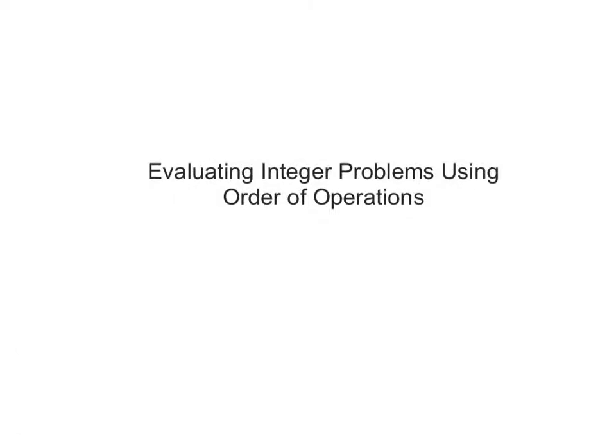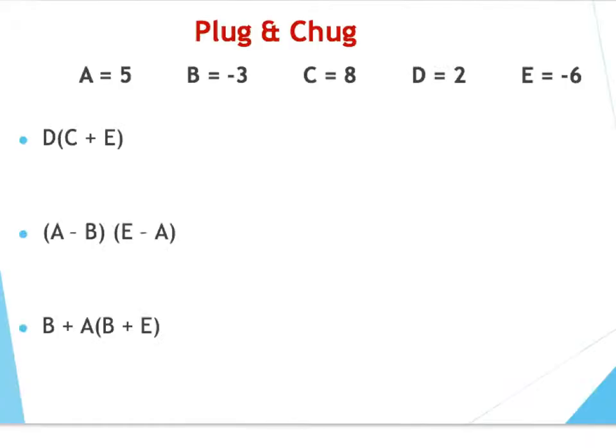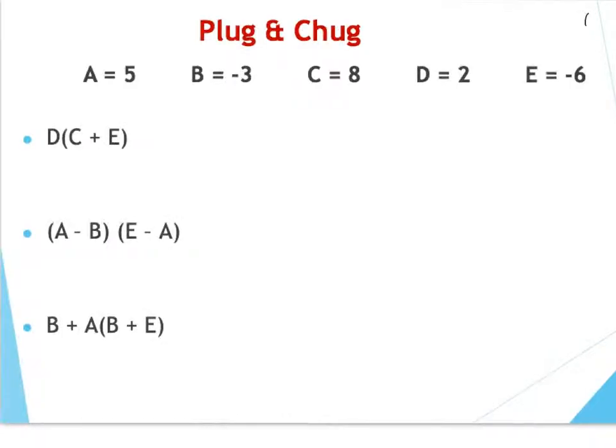Today we're going to review and practice how to evaluate integer problems using order of operations. Sometimes in math we may not be given problems with numbers, but instead a group of letters known as variables. So let's look at our first problem, D and then in parentheses C plus E. In order to evaluate that problem, we first need to plug in the numbers for those variables.